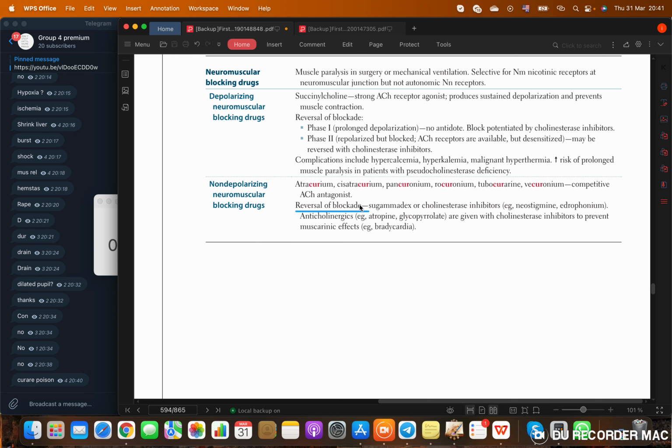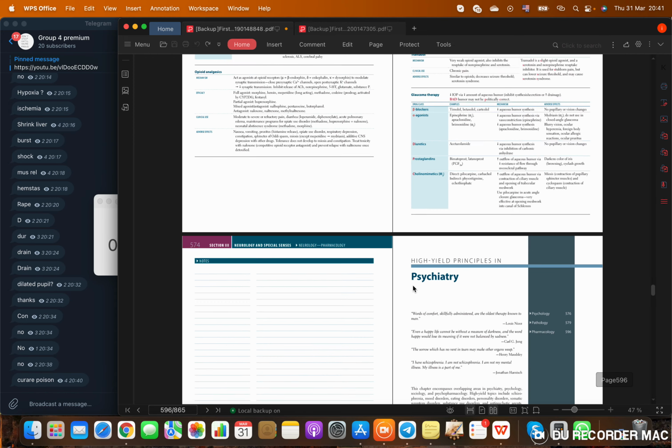This guy is cool. Why? Because it is reversible. So you can use something called sugammadex or a cholinesterase inhibitor, like neostigmine or edrophonium, to stop the effect. Anticholinergics like atropine or glycopyrrolate are given with a cholinesterase inhibitor to prevent the muscarinic effect, like bradycardia. When you give such medication, you might have bradycardia, so you must give something that leads to tachycardia, for example, atropine. So you give them together. This way, the patient will not have a massive bradycardia.